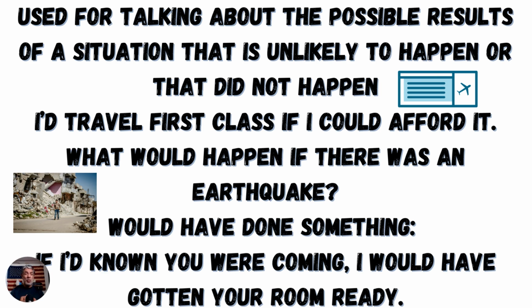Next one, would is used for talking about the possible results of a situation that is unlikely to happen or that did not happen. I'd travel first class if I could afford it. So I'd is I would. I would travel first class if I could afford it. What would happen if there was an earthquake? Would have done something. I would have known you were coming. I'd have known you were coming. I would have gotten your room ready.